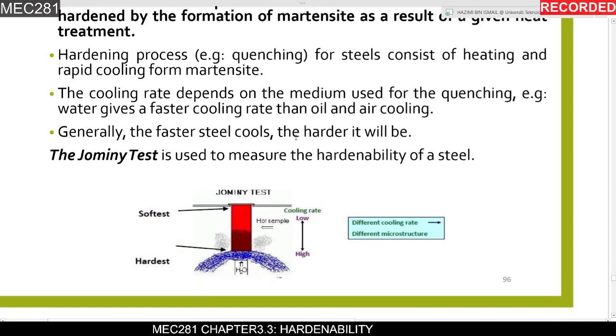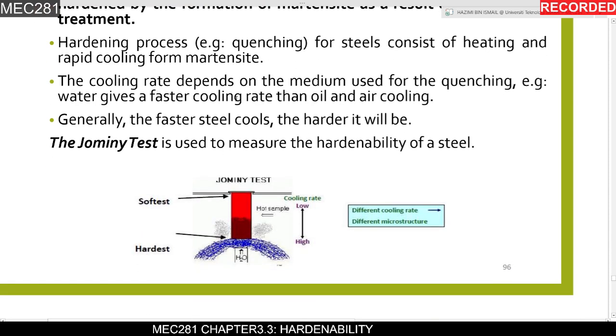The cooling rate depends on the medium used for the quenching. For example, water gives a faster cooling rate than oil, and more than air cooling. Generally, the faster steel cools, the harder it will be. And then the Jominy test is used to measure the hardenability of a steel.